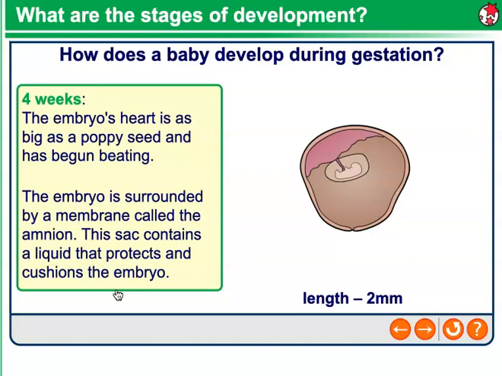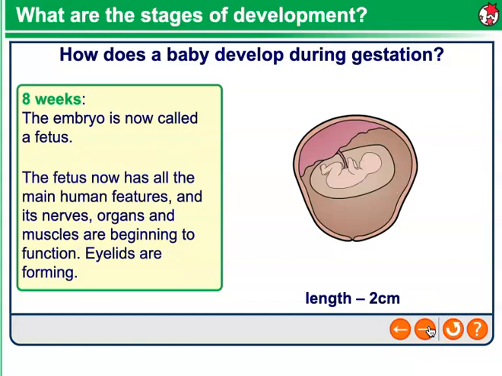At 4 weeks, the embryo's heart is as big as a poppy seed and has begun beating. The embryo is surrounded by a membrane called the amnion. This sac contains a liquid that protects and cushions the embryo. Right now, the embryo's length is around 2 millimeters.